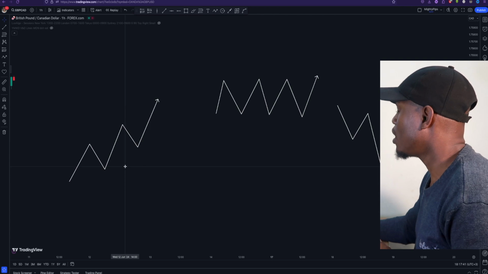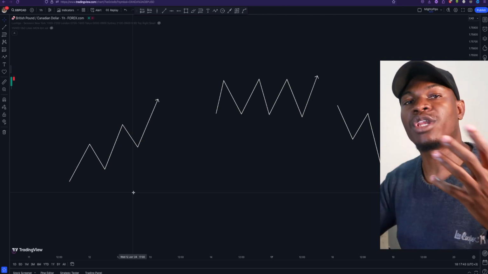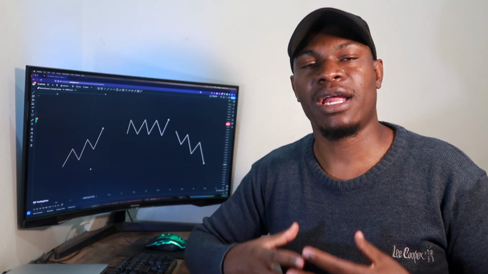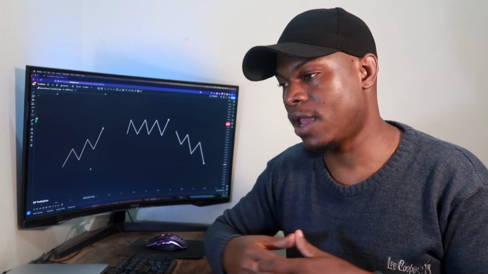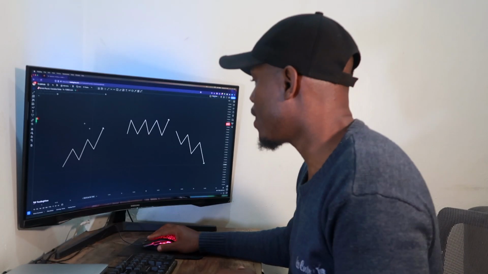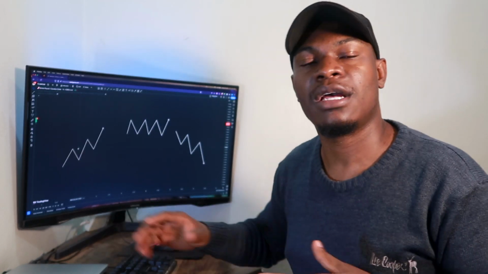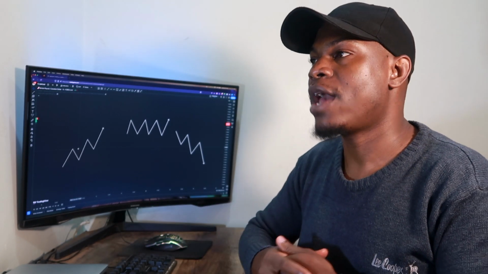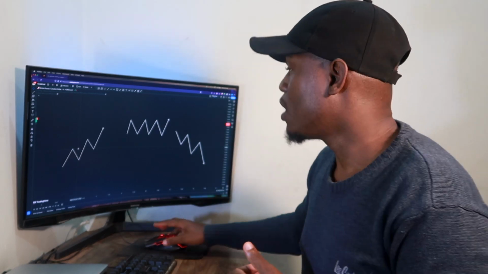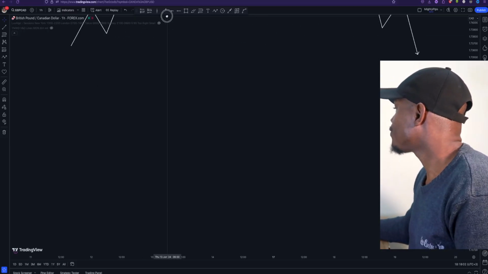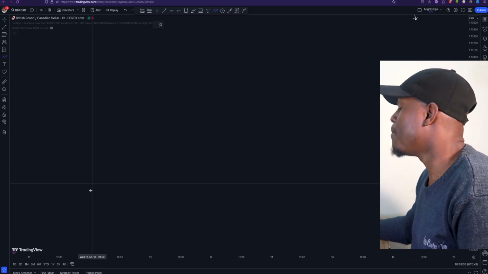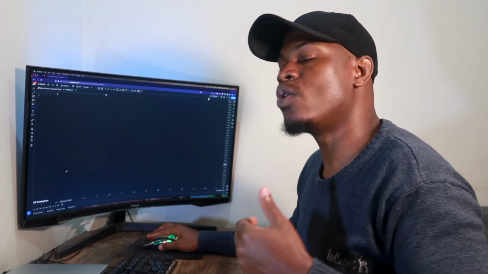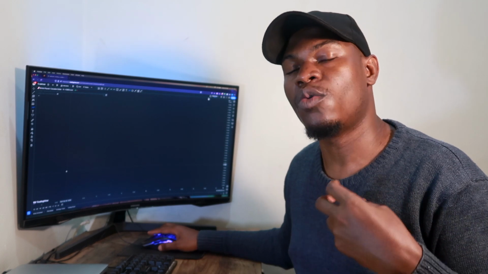Now, market structure is a container where you find your demand and supply zones, or your support and resistance zones, okay? So I'm going to show you here what supply is and what demand is, and why these happen, or why these occur within the market. We all know that in the market, there is always a seller and there is always a buyer.